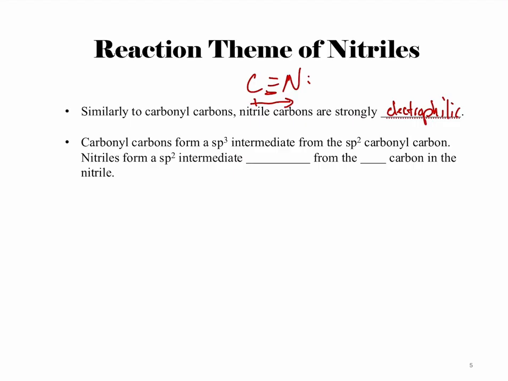And so a carbonyl carbon, when we talked about carbonyl chemistry with the aldehydes and ketones, forms an sp3 or tetrahedral intermediate from the sp2 carbonyl carbon, and that would be the intermediate step to then looking at our nucleophilic substitution reactions a lot of times for aldehydes and ketones. Similar to that, a nitrile forms an sp2 intermediate, an imine, from the sp carbon in the nitrile.